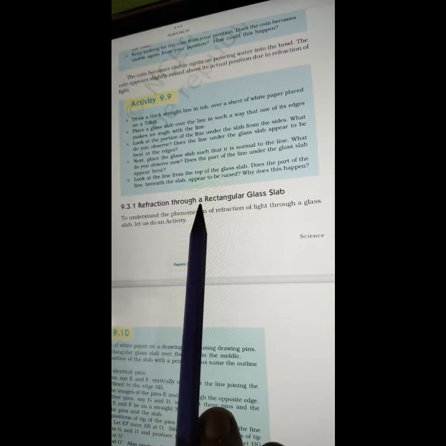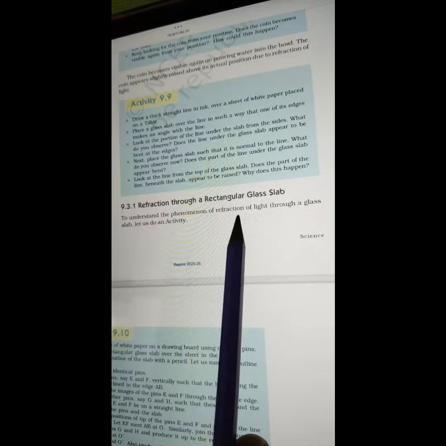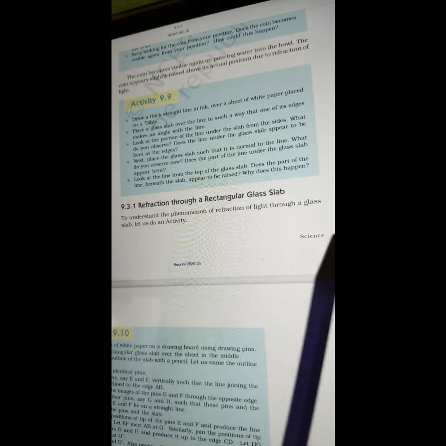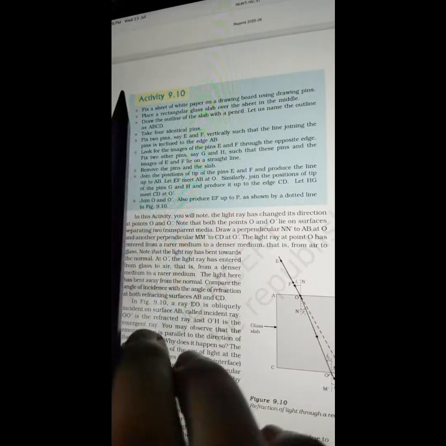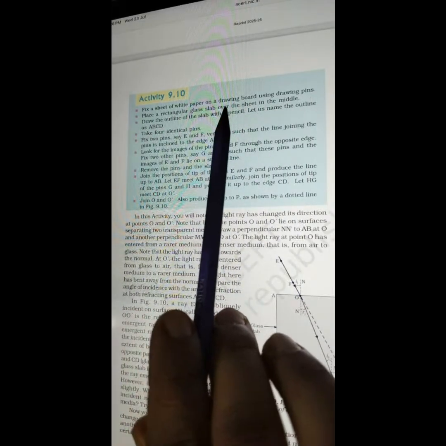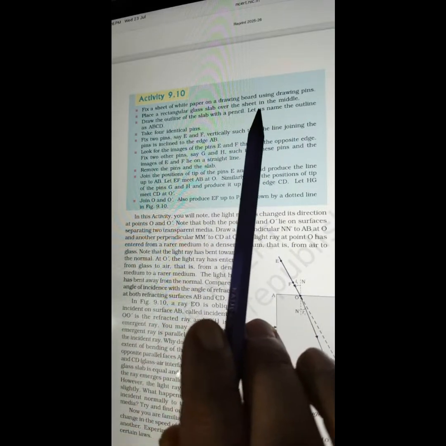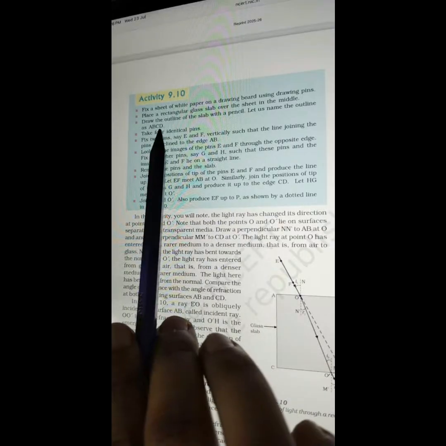9.3.1 Refraction through a rectangular glass slab. To understand the phenomenon of refraction of light through a glass slab, let us do an activity. So we have reached here, activity 9.10. Fix a sheet of white paper on a drawing board using drawing pins. Place a rectangular glass slab over the sheet in the middle. Draw the outline of the slab with a pencil. Let us name the outline as ABCD.